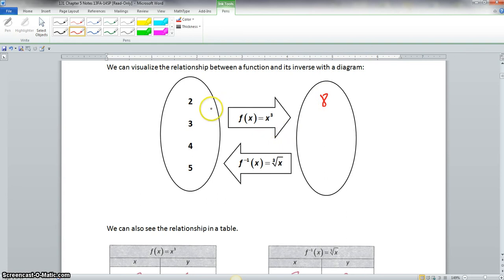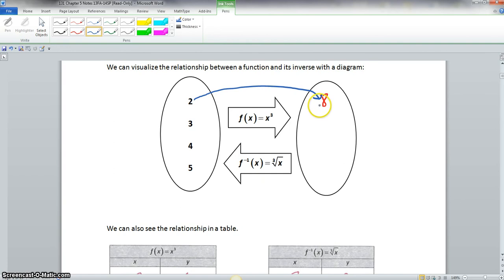So, now, that is our function. Now we want to do the inverse function. So we could do this by using arrowheads, and I'm going to change the color a little bit. So in using the function of 2 to the third power, that gave us 8.